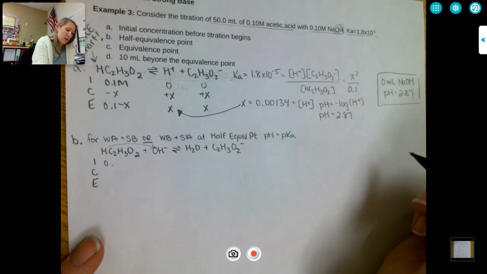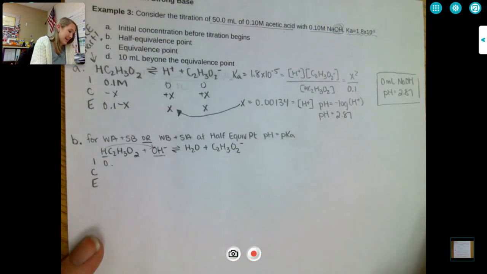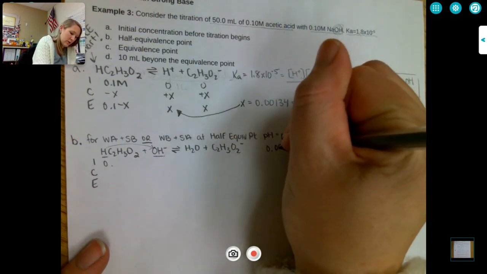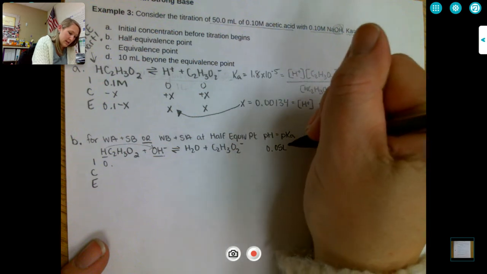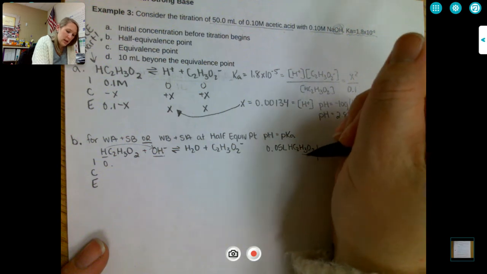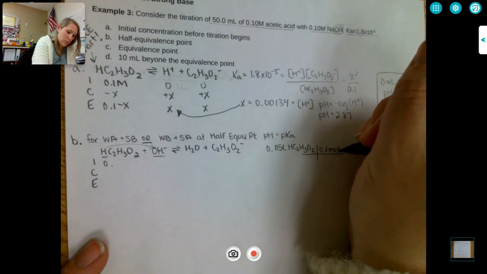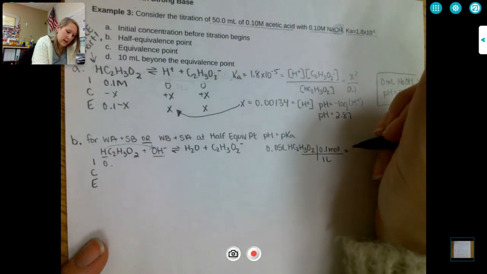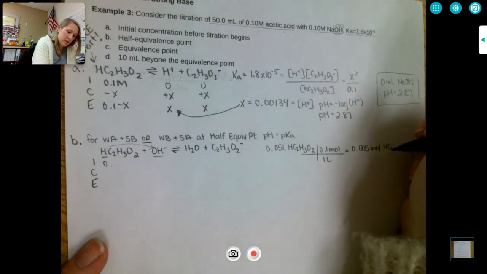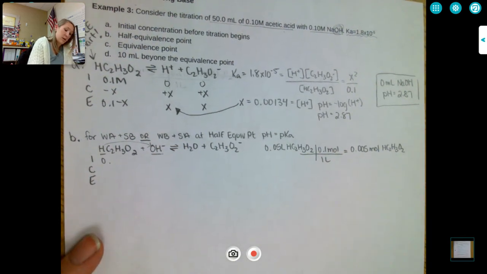Yeah, we want moles because we want to know our moles of hydroxide compared to moles of acid. So if I have 0.05 liters of my acid, HC2H3O2, and I have a concentration of my solution of 0.1 moles per liter, that means that I have 0.005 moles of acetic acid, HC2H3O2. So that's how much I am starting with.